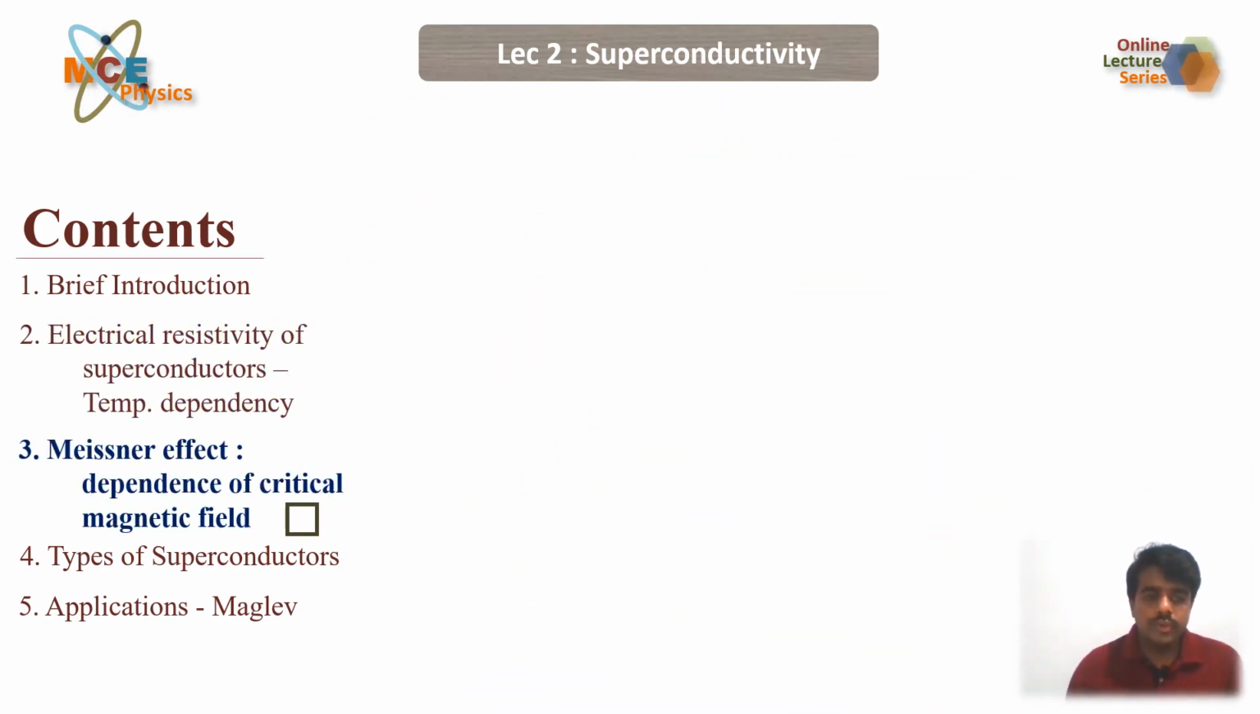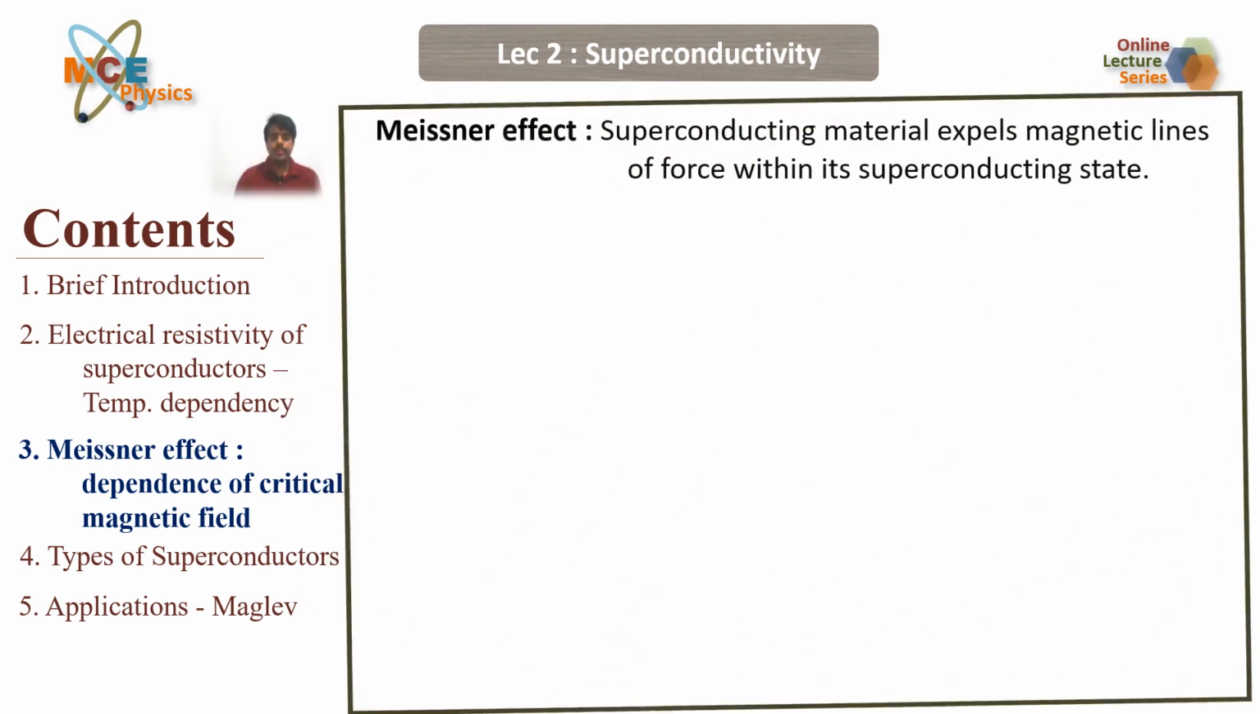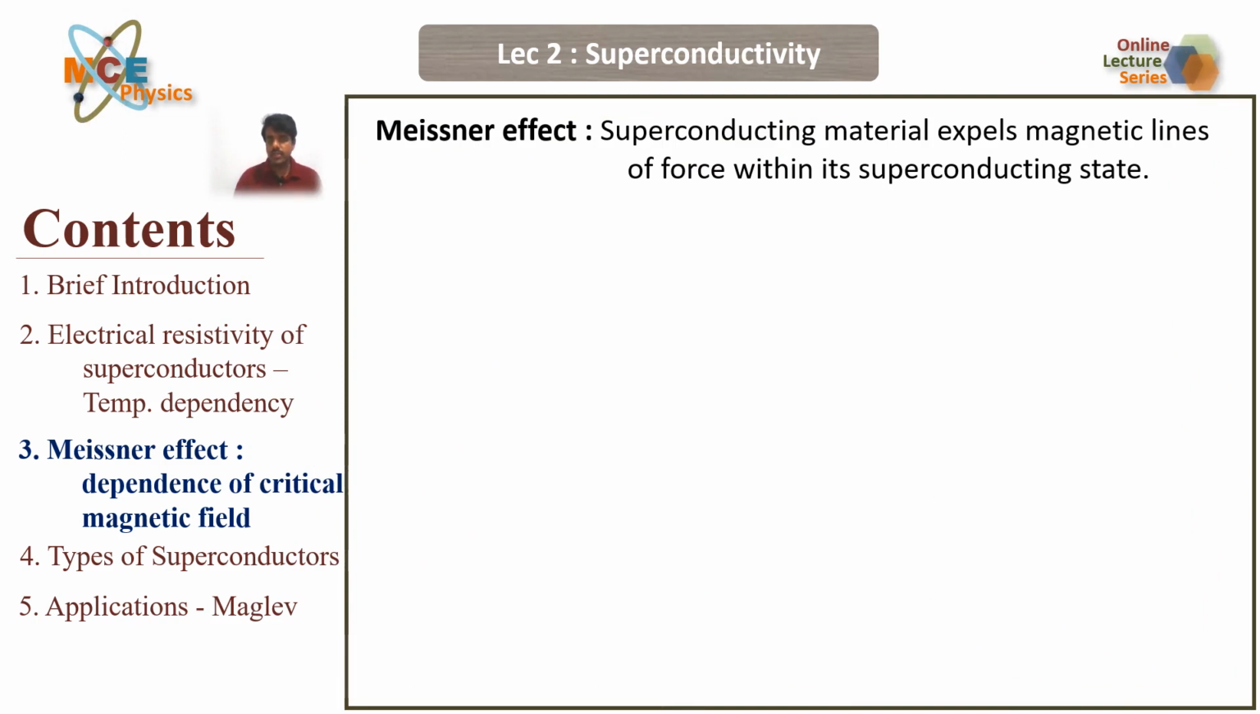So we'll look into the Meissner effect, the second important parameter or aspect related to superconductivity. What is this Meissner effect? A superconducting material expels magnetic lines of force completely out of the material within its superconducting state; that is nothing but the Meissner effect. Let us look into how to understand this using a practical setup.